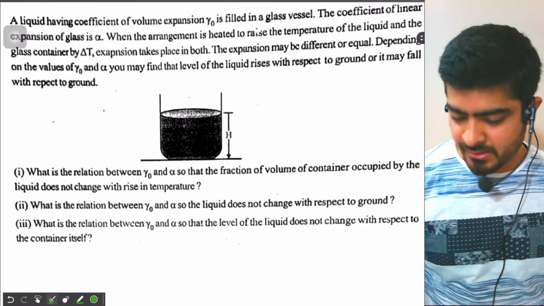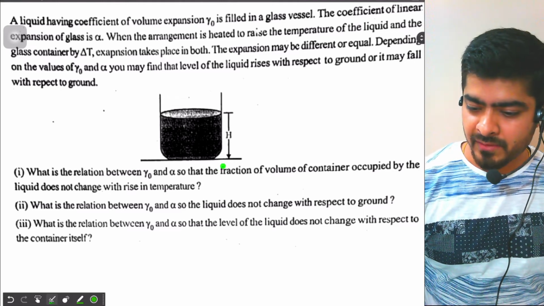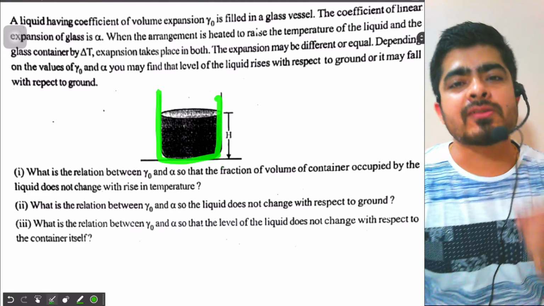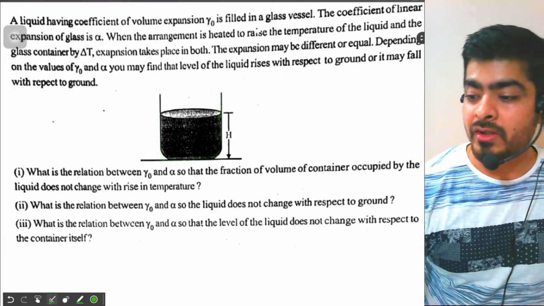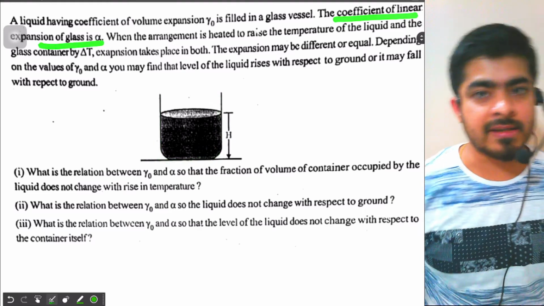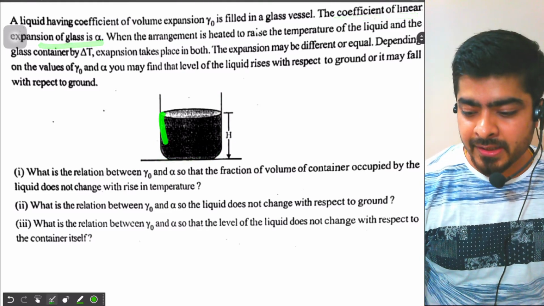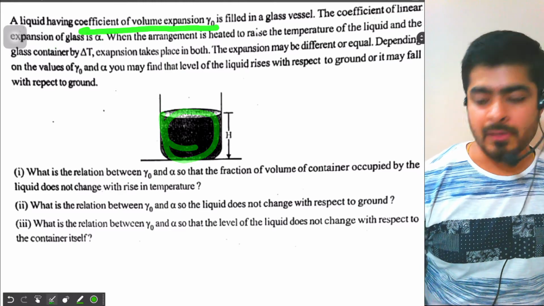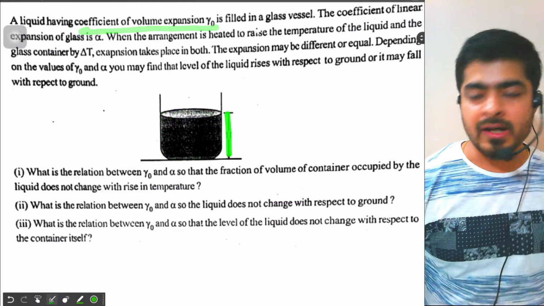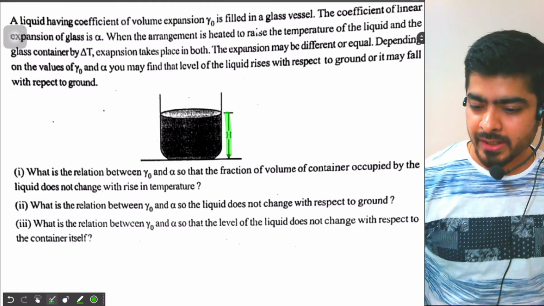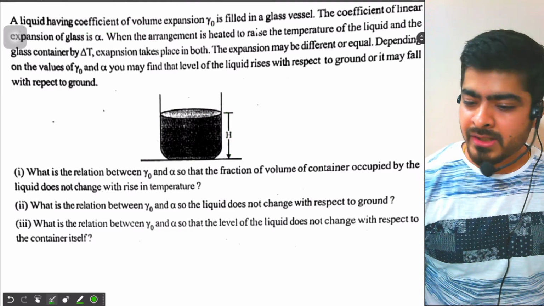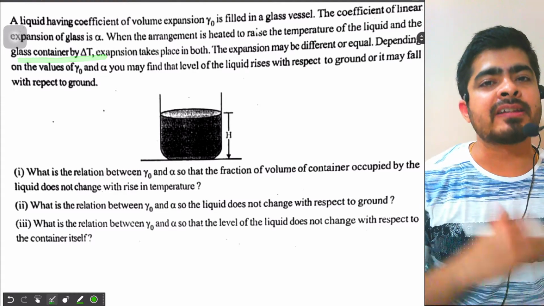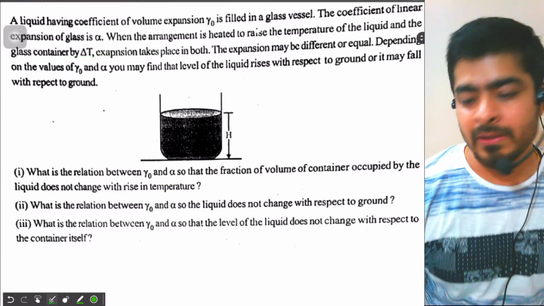Hello students, see this question based on thermal expansion. We have a container made of glass. The glass has coefficient of linear expansion alpha as given in the question. Inside the container we have a liquid whose coefficient of volume expansion is gamma naught, and the liquid is occupying a height h. Now the temperature is increased by delta T such that the liquid and the glass container both of them will expand.